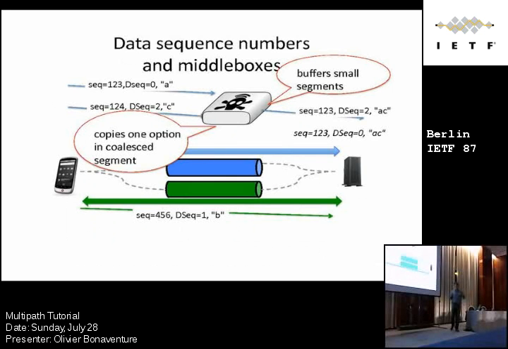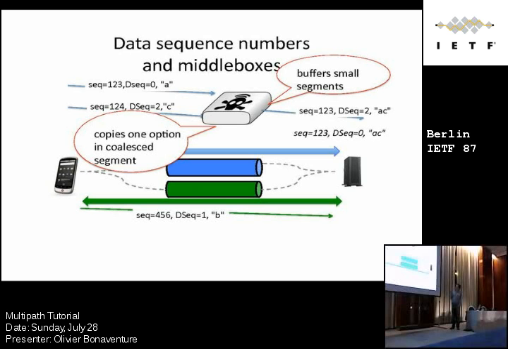So what happens when we have these middle boxes that would coalesce segments for our Multipath TCP extension? I'm sending data with a data sequence number, and assume that this middle box will buffer the small segment, because it wants to minimize the amount of segments that are sent to the server. My next segment is sent over the green subflow. And then my third segment is sent over the blue subflow. And the middle box decides that it has enough data to send one segment that contains both bytes.